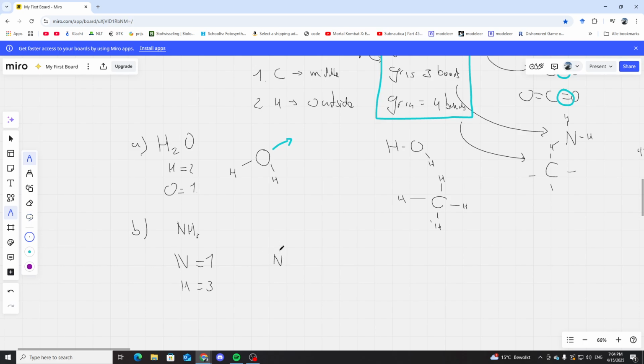So I'll put the N in the middle. I know the H's are always on the outside, so this drawing is also fairly simple. Done and dusted. And then I can again double check.